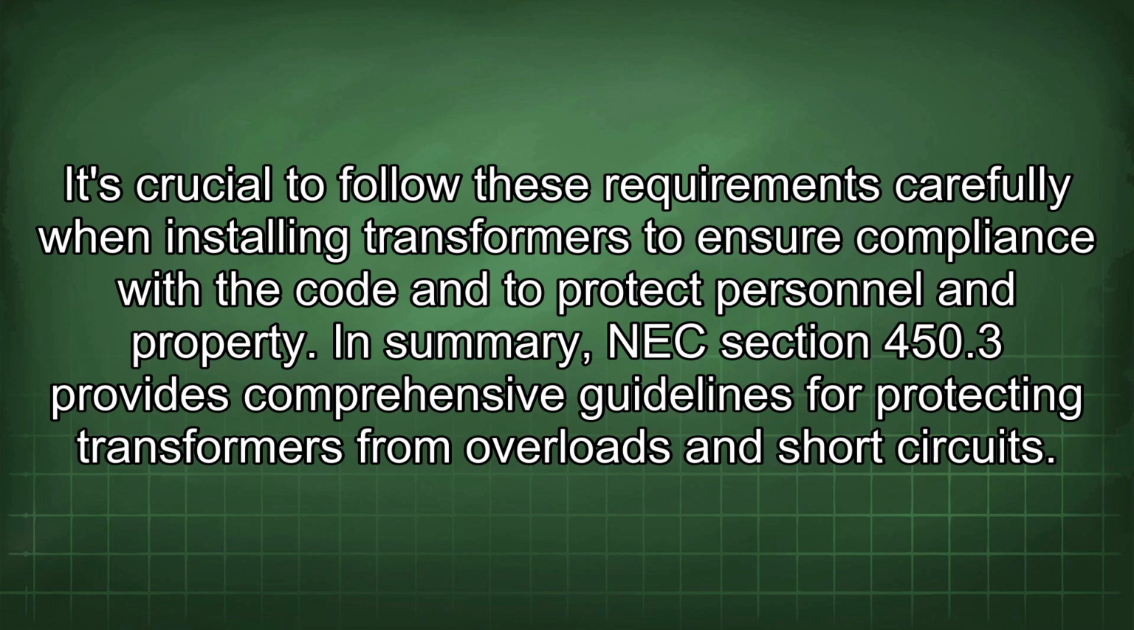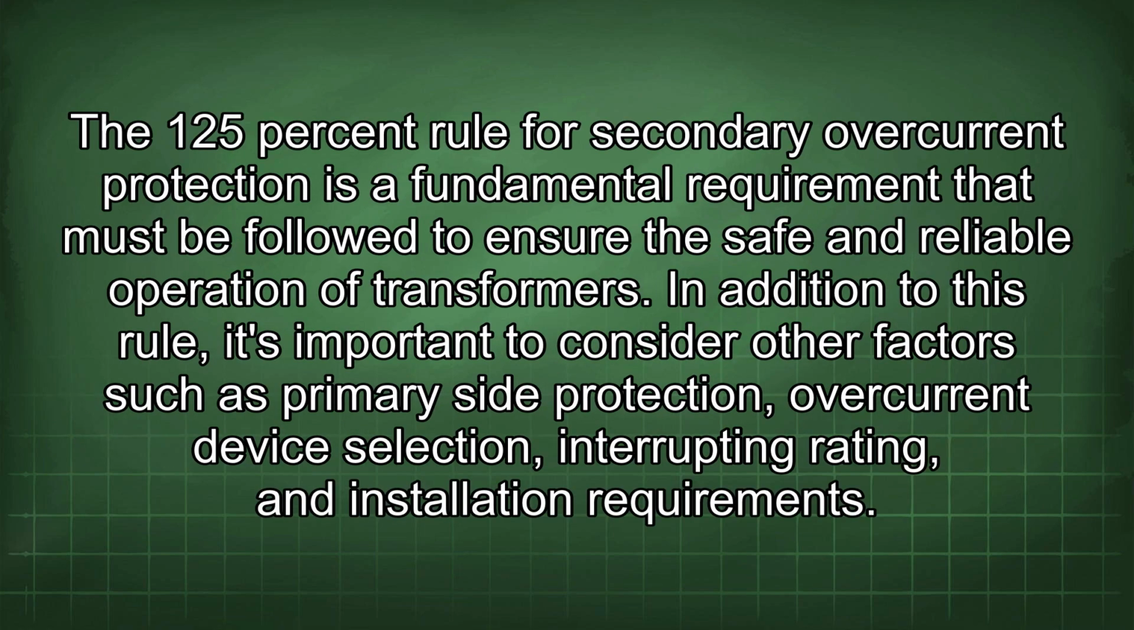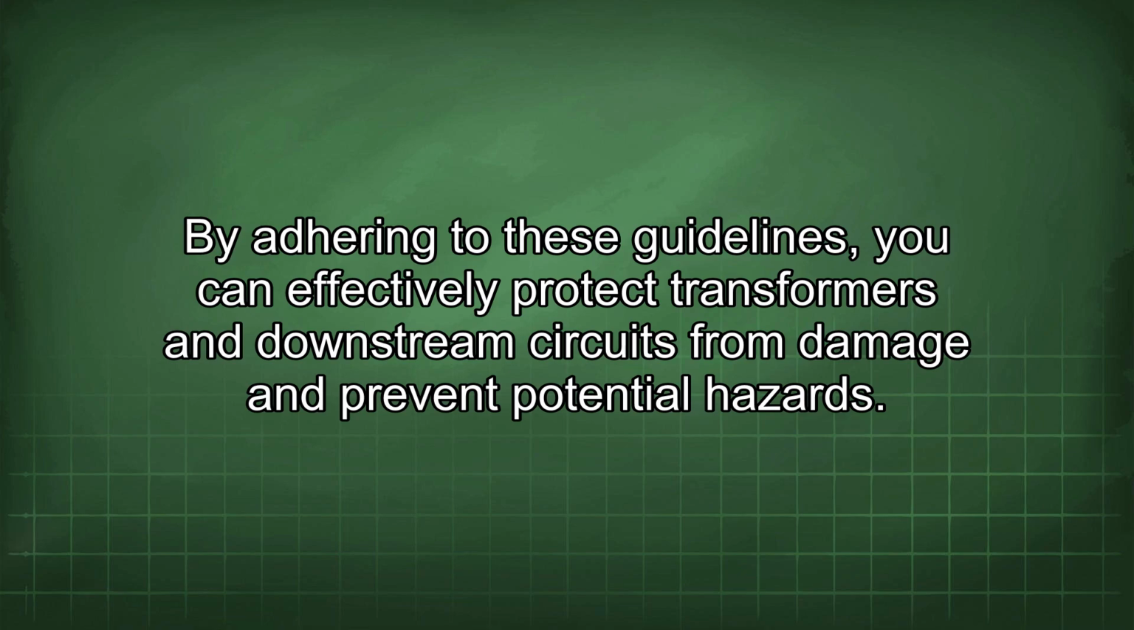In summary, NEC Section 450.3 provides comprehensive guidelines for protecting transformers from overloads and short circuits. The 125% rule for secondary overcurrent protection is a fundamental requirement that must be followed to ensure the safe and reliable operation of transformers. In addition to this rule, it's important to consider other factors such as primary side protection, overcurrent device selection, interrupting rating, and installation requirements. By adhering to these guidelines, you can effectively protect transformers and downstream circuits from damage and prevent potential hazards.